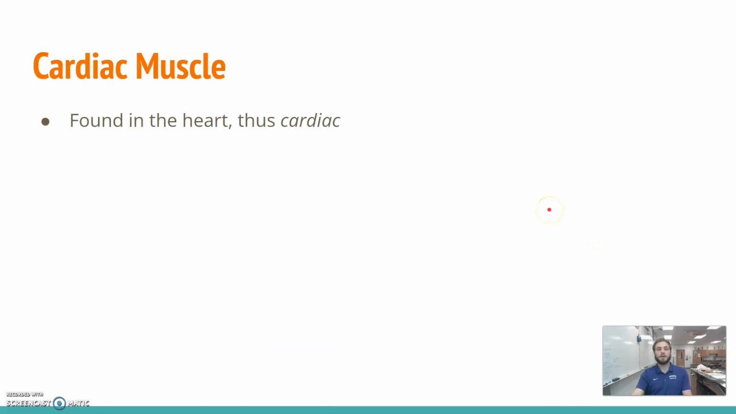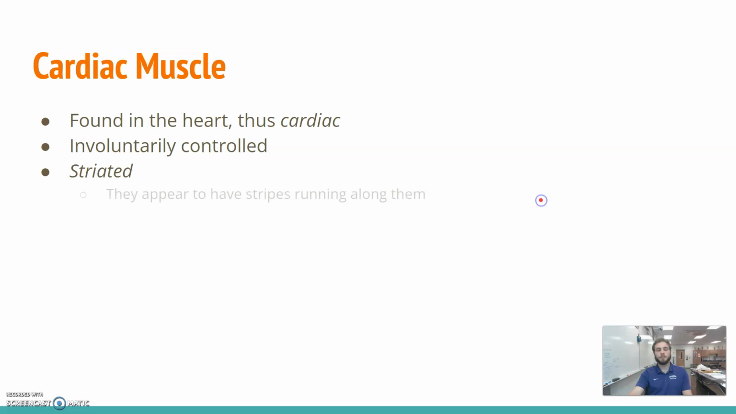Cardiac muscle, you may have figured out, is going to be that which is found in your heart. So that's why it's called cardiac muscle. It is involuntarily controlled. You do not need to think and tell your heart to beat once per second. It is striated, so it does have a very striped appearance.